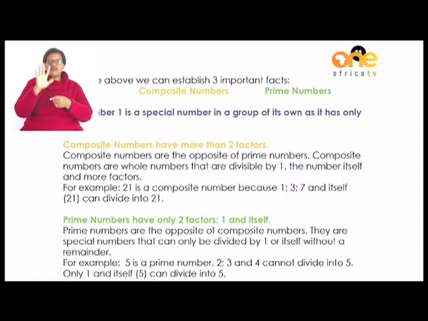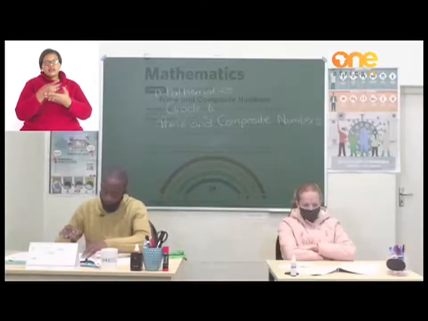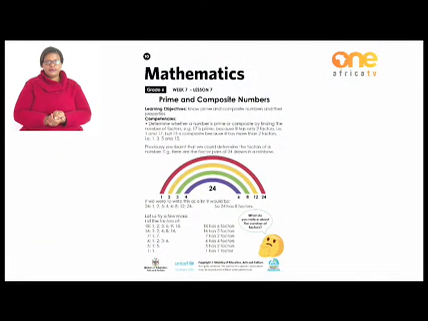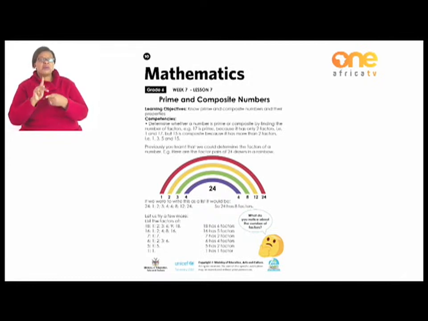Now let's quickly go back to page 10. If you look at the list of those numbers there, notice that the number 7 is a prime number. The other number that is also a prime number is 5. Why are they prime numbers? Because they only have 2 factors. Now, I want you to notice the difference. Let's go back to page 11.